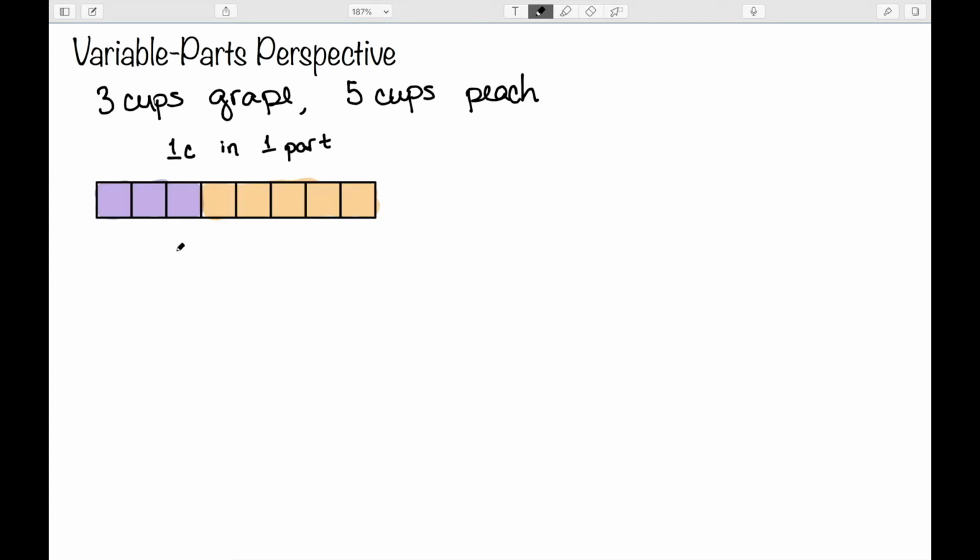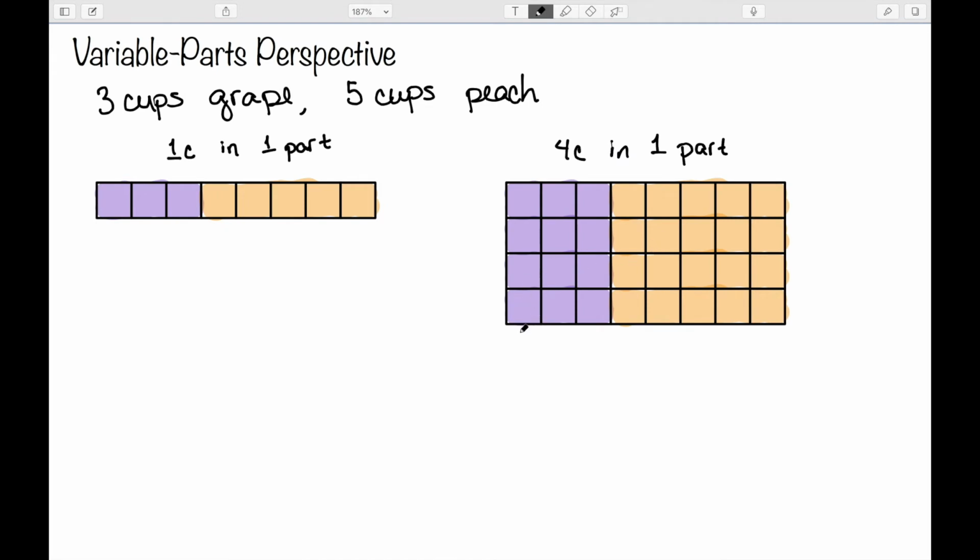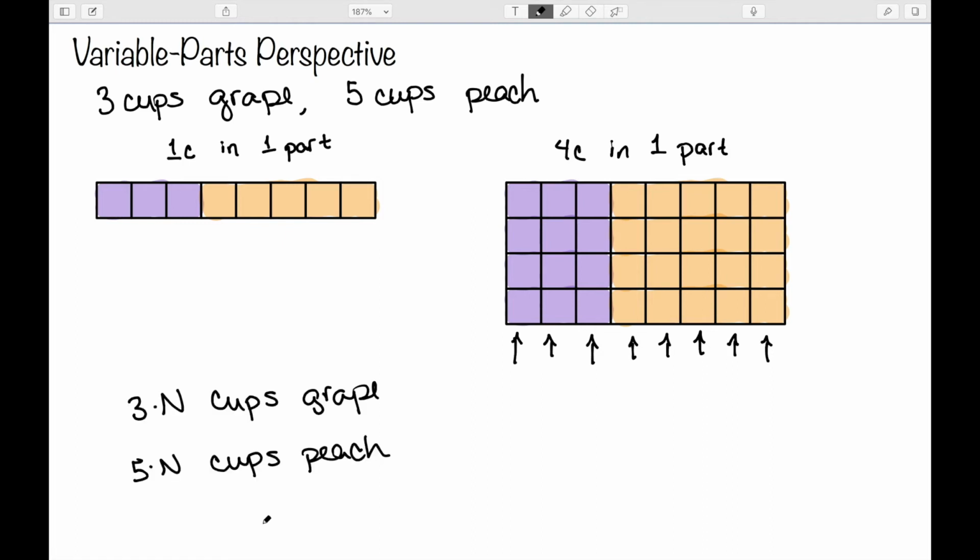In my picture here, I have my mixture that has 1 cup in 1 part, so that I would have 3 cups of grape juice and 5 cups of peach juice. In my picture here on the right, I have 4 cups in 1 part. So we still have 1, 2, 3 parts grape juice and 1, 2, 3, 4, 5 parts peach juice. And we could also change the size of each part to something like 1/2 cup or any other number of cups. And if we did that, we would end up needing 3n cups of grape and 5n cups of peach, where n is any positive number of cups.